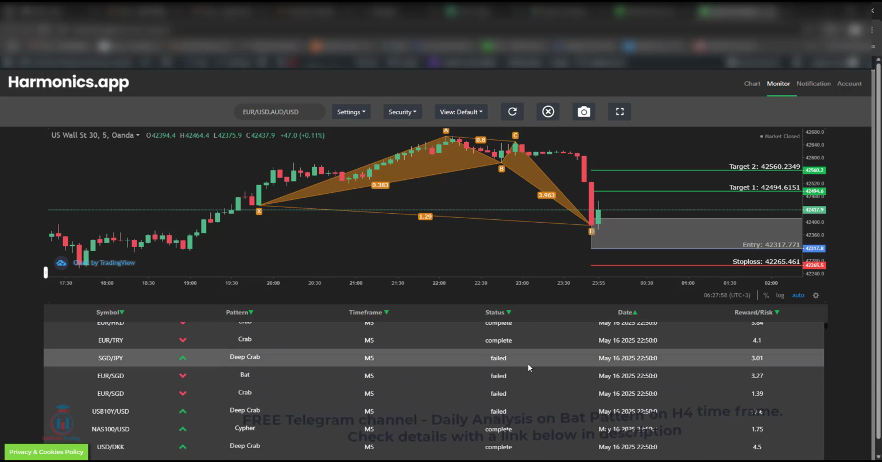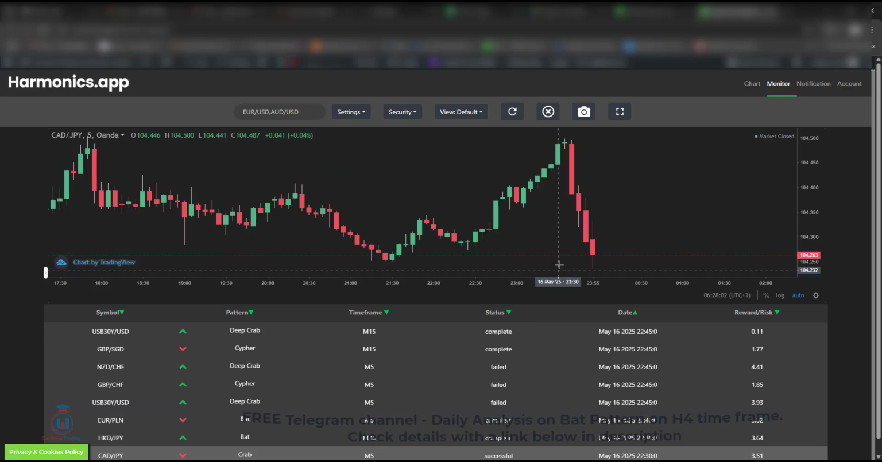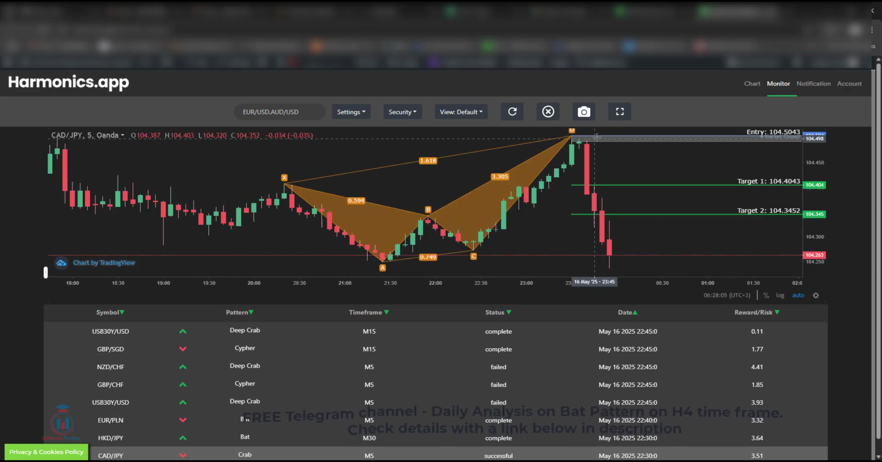Then you have here also successful. Just a minute, let me find one. Here it is. Successful, that means the price has reached from the potential reversal zone, the entry level, it has reached the take profit two. And we can see that was the case in this pattern.